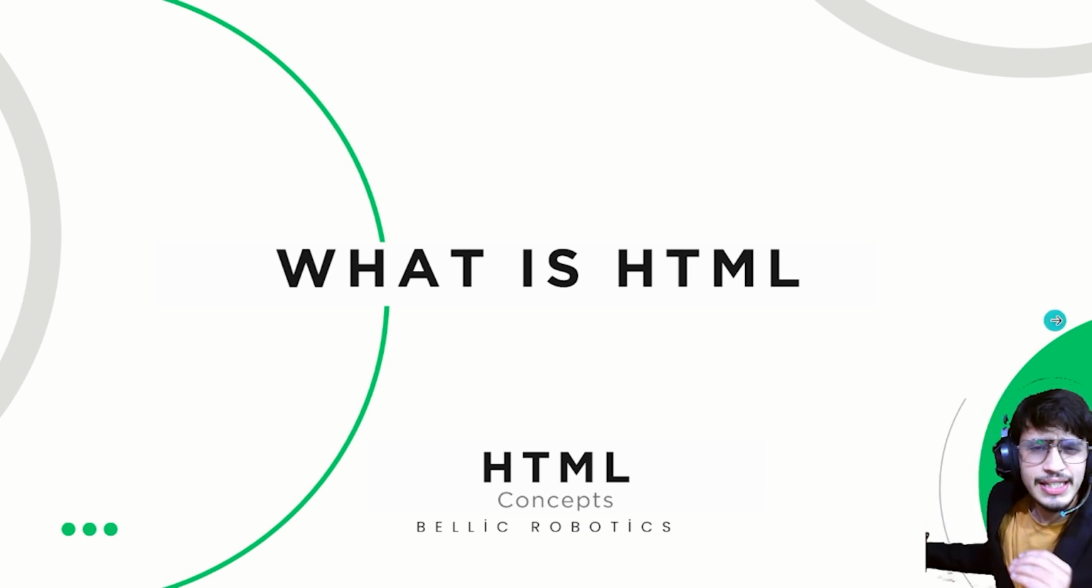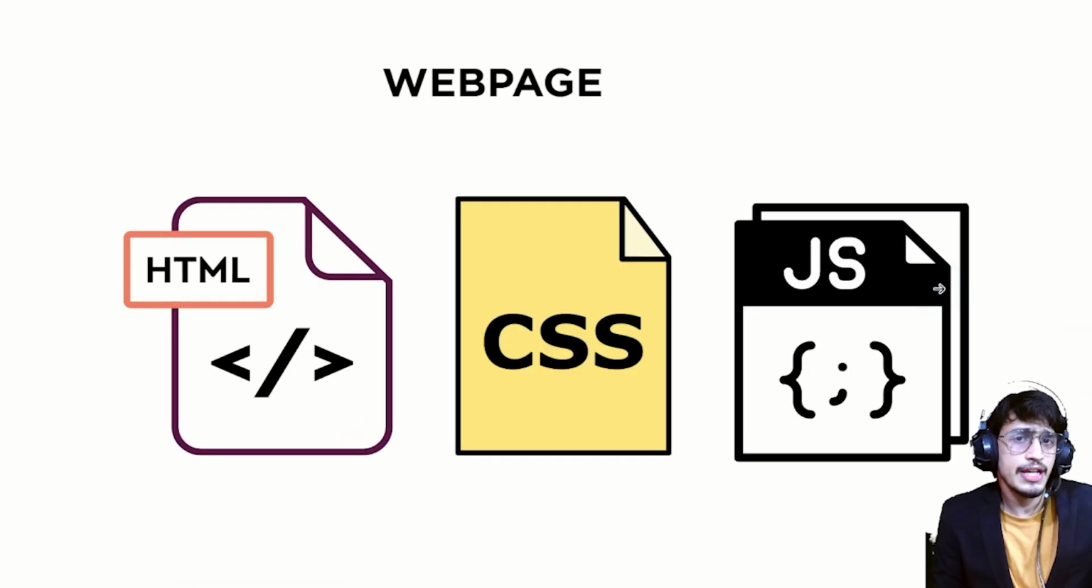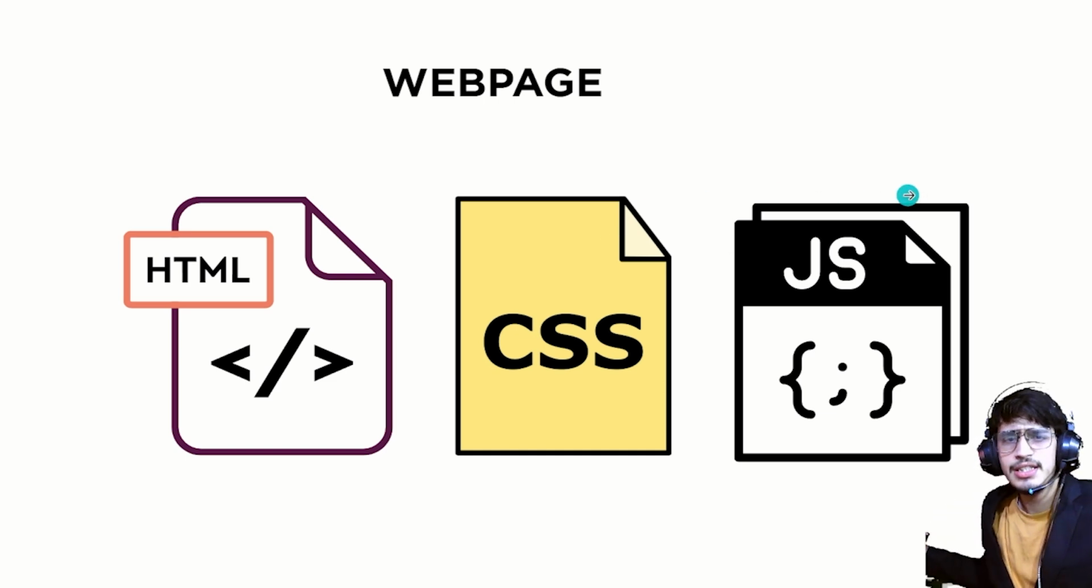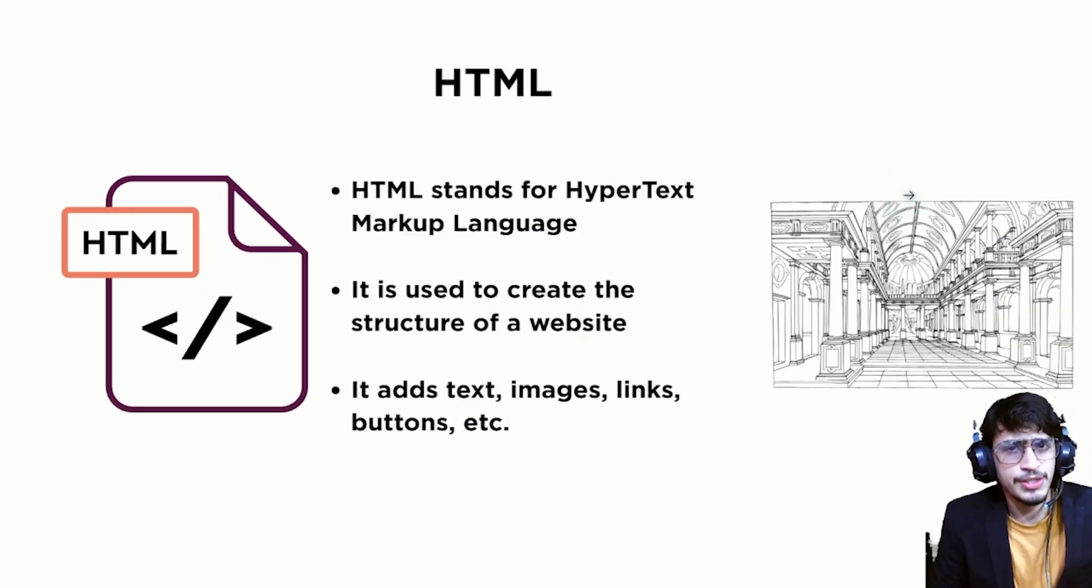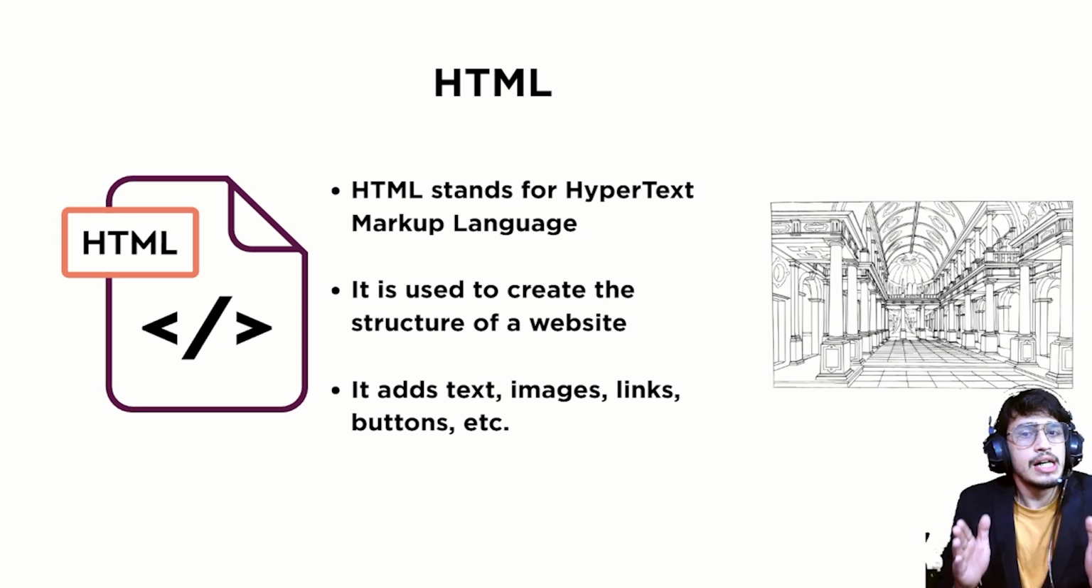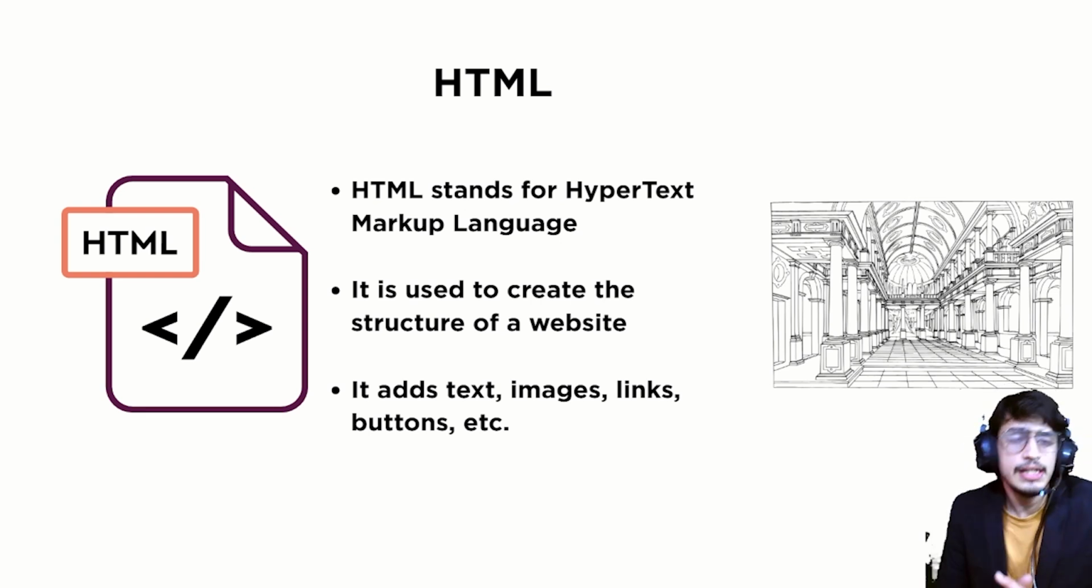Okay, so what is HTML? Like I already told you in the previous videos, our web page has three components: HTML, CSS, and JS. Just for a revision, I will explain again. HTML stands for HyperText Markup Language. So this is like the structure of a website.